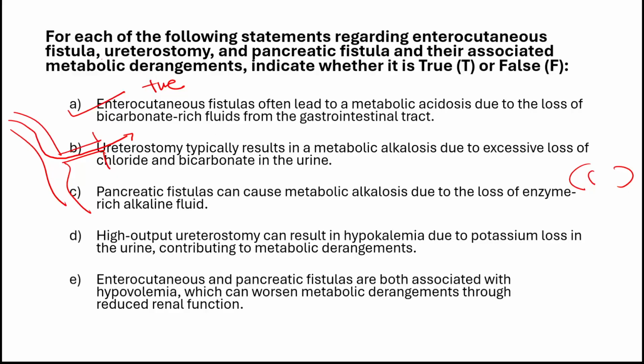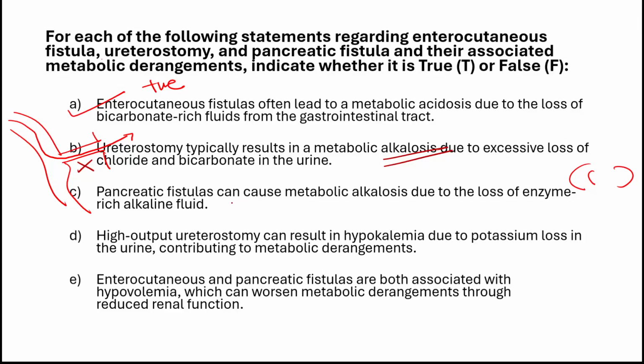So what you see here in ureterostomy: a typical result in metabolic alkalosis due to excessive loss of chloride and bicarbonate. No, it's actually metabolic acidosis. So this is the first statement.